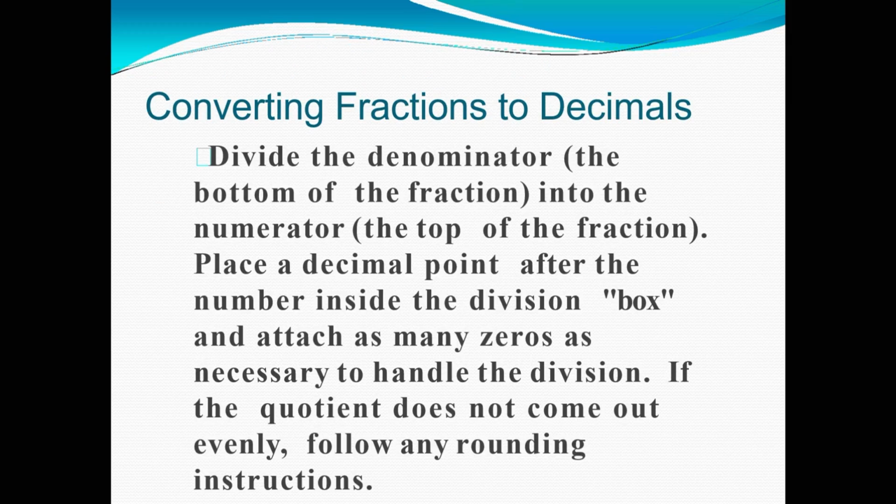Converting fractions to decimals. Divide the denominator, the bottom of the fraction, into the numerator. The numerator is the top of the fraction. Place a decimal point after the number inside the division and attach as many zeros as necessary to handle the division. If the quotient does not come out evenly, follow any rounding instructions also.